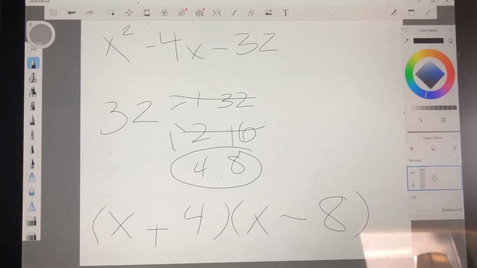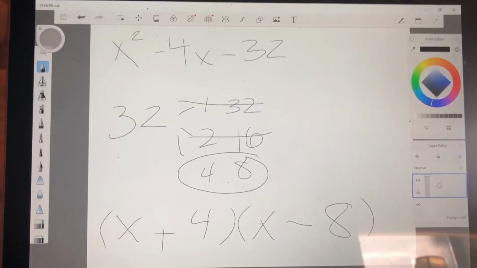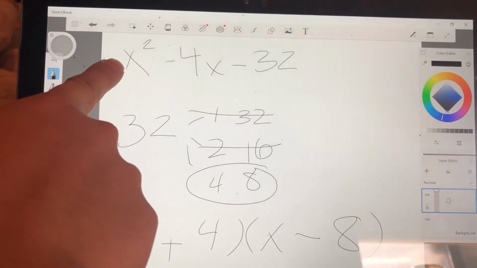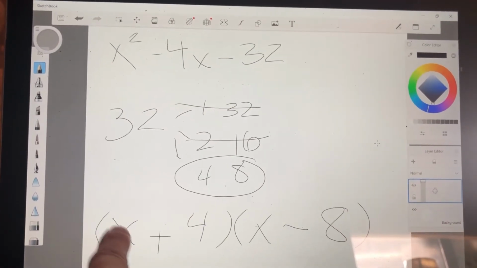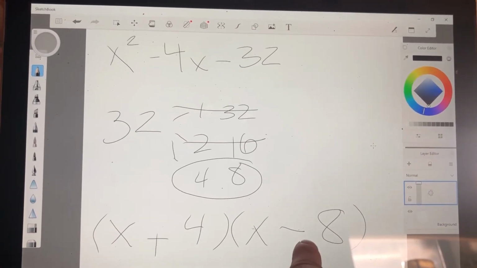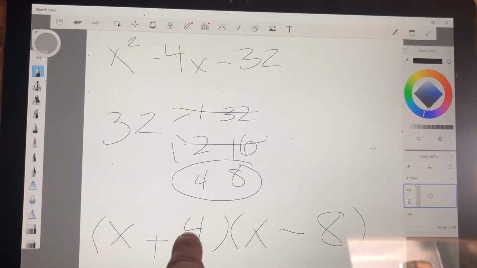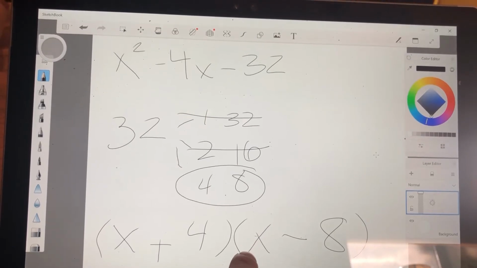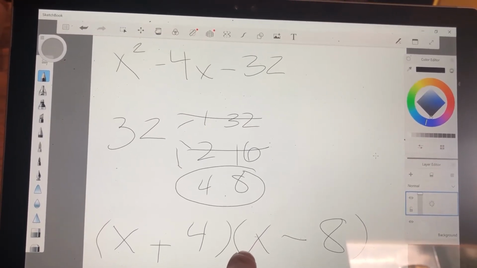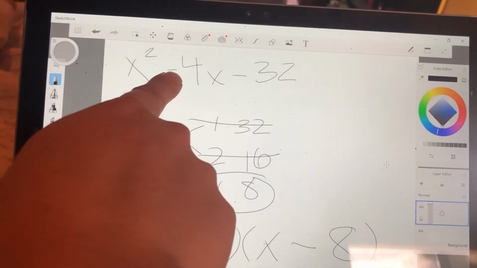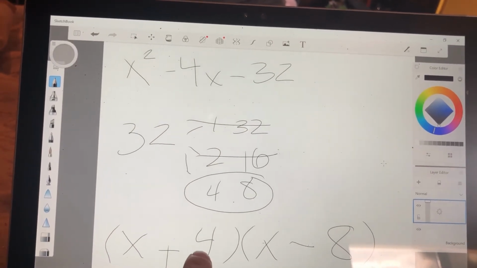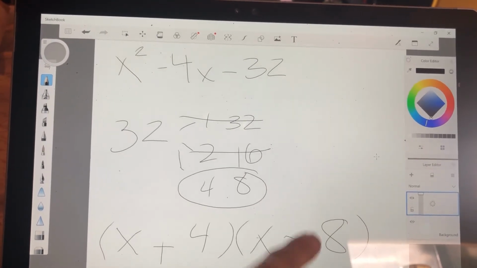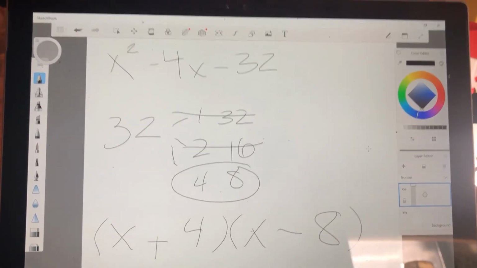Now I can check my math by foiling. Foiling is going to say doing firsts, so x times x is x squared. That is correct. Outers, x times negative 8 is going to be negative 8x. And then inners, 4 times x is going to be positive 4x. So negative 8x plus 4x is going to be negative 4x, which means I'm correct. And then lasts, 4 times 8 is 32. Positive times a negative is a negative. And that's how I factor.